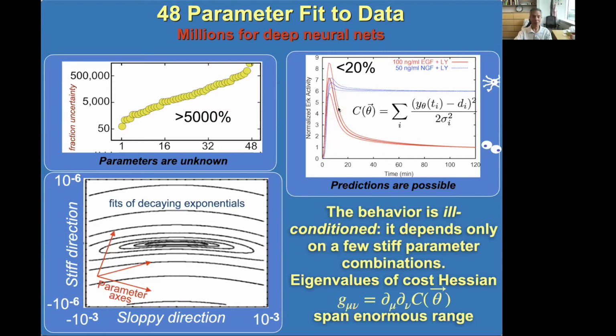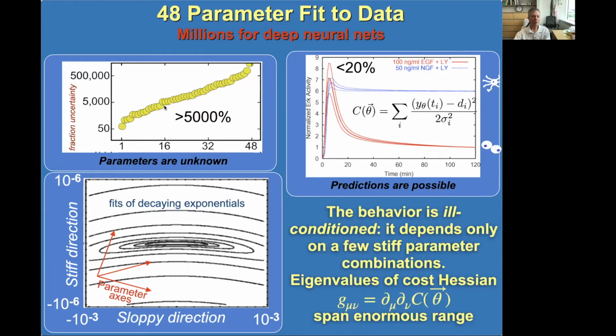This is a prediction of the model. This same ensemble that generates this giant range of uncertainties in parameters makes 20% predictions about the behavior on new experiments. And it happens to agree with the experiment. We did the experiment afterwards. Now, this is possible because these parameters only matter in certain combinations.